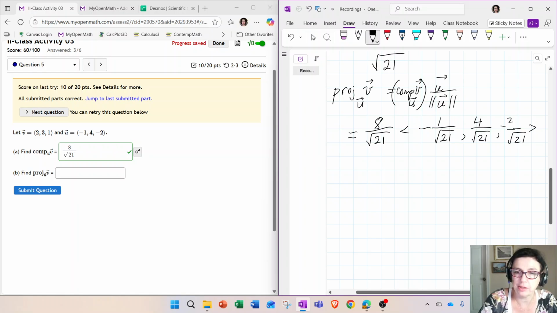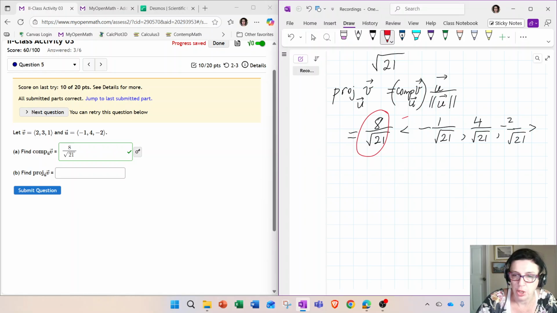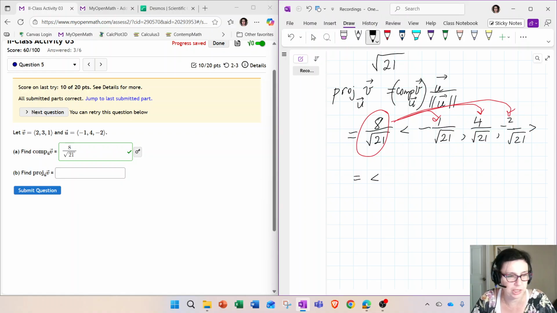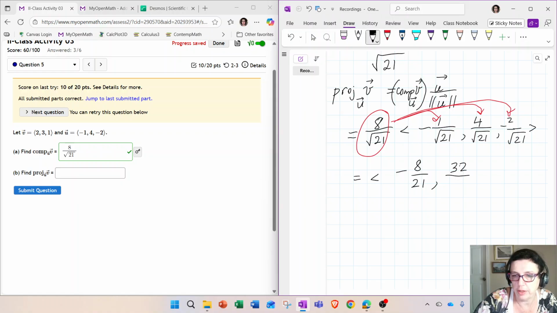Okay, now we're going to start distributing this guy to each part. And you notice how the two square roots are going to cancel each other out, and it's actually just going to be 21. And so I want you to remember that usually in the projection expression, you are not going to have a square root. Okay, so this is just going to be negative 8 over 21. 4 times 8, that's 32 divided by 21, and then 8 times 2, 16 divided by 21.